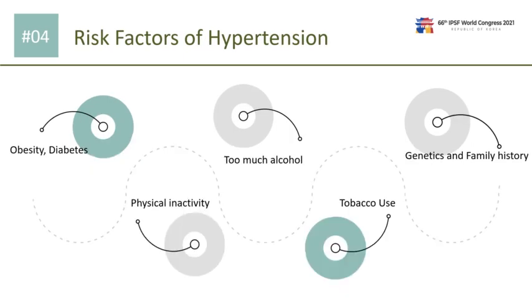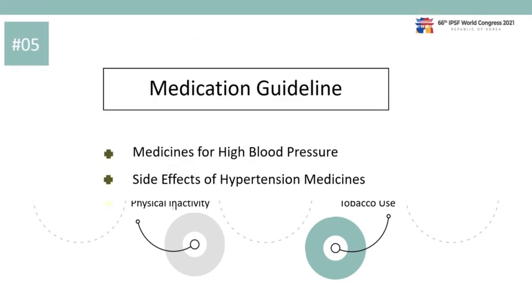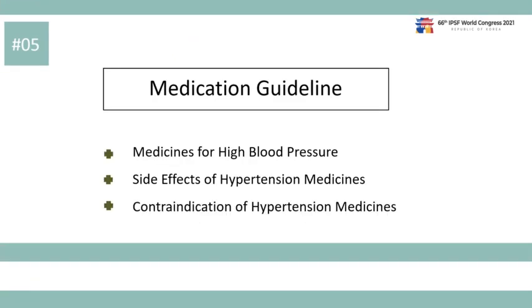There are also some risk factors for high blood pressure: obesity, physical inactivity, too much alcohol, tobacco use, diabetes, genetics, and family history increases the risk of high blood pressure. There are also 3 sections for understanding medication guideline for hypertension. First, medicines for hypertension. Second, side effects of hypertension medicines. Lastly, contraindication of hypertension medicines.